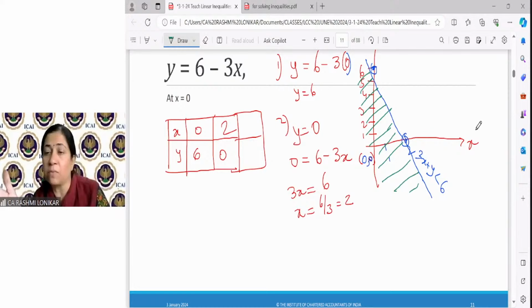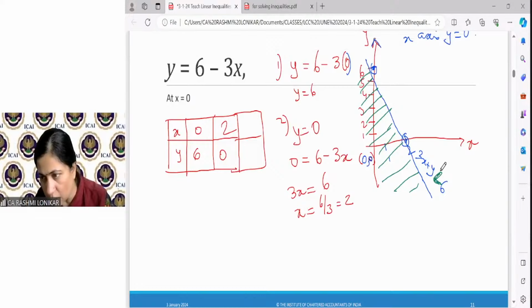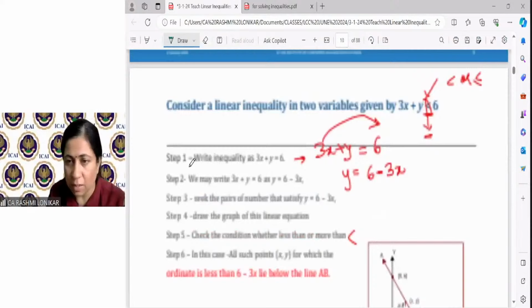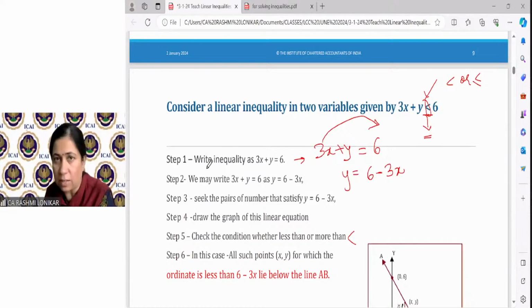Okay. Why have we drawn below the line and not above? Because this is important. It's less than. So, that is why it is below. Okay. So, what are we doing? Let me repeat. Take the inequality, write it as an equality. Second, keep y on the left hand side, take all the other numbers and alphabets onto the right hand side. Then, try to find the points.